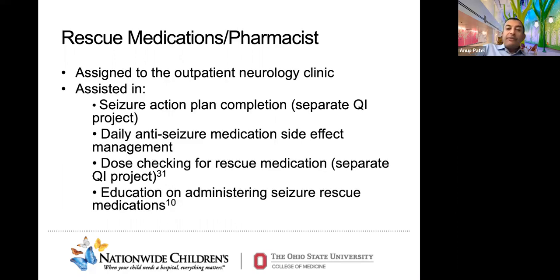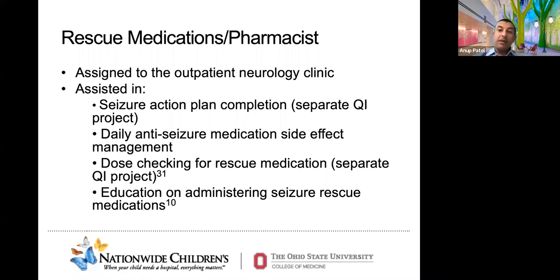Let's talk a little bit about the pharmacist, because you don't necessarily have to have a pharmacist to do this work. Each and every one of you during your program and your work seeing epilepsy patients could do this. Make sure they have a seizure action plan. There are some good publications that we just recently did nationally around what goes into a seizure action plan or what should be included and how to make one.